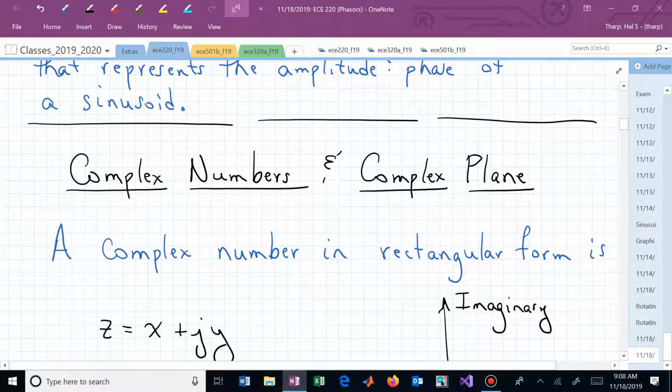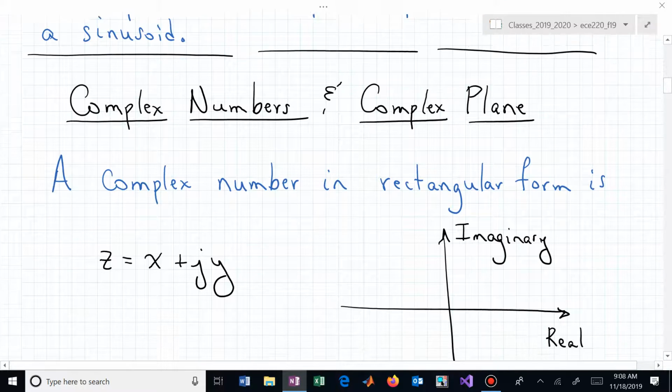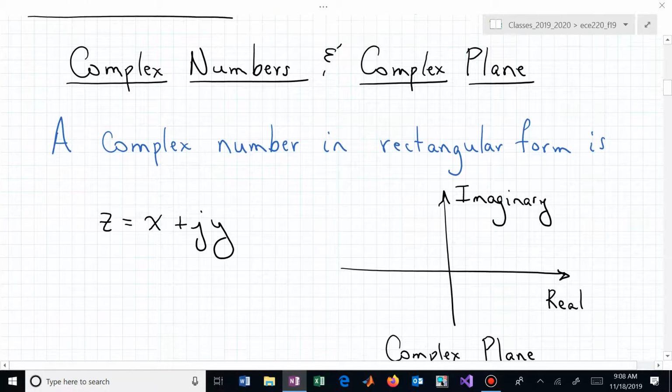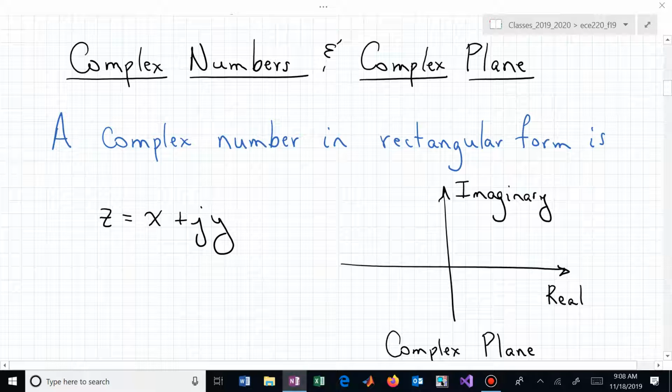So let's now get the wheels turning in terms of being able to go back and forth, and sometimes it's convenient to have it in rectangular form. Sometimes it's convenient to have it in polar form. Sometimes it's convenient to have it in both. And to have it in both, you can sort of draw a picture. That helps you, I think, keep track of what's going on.